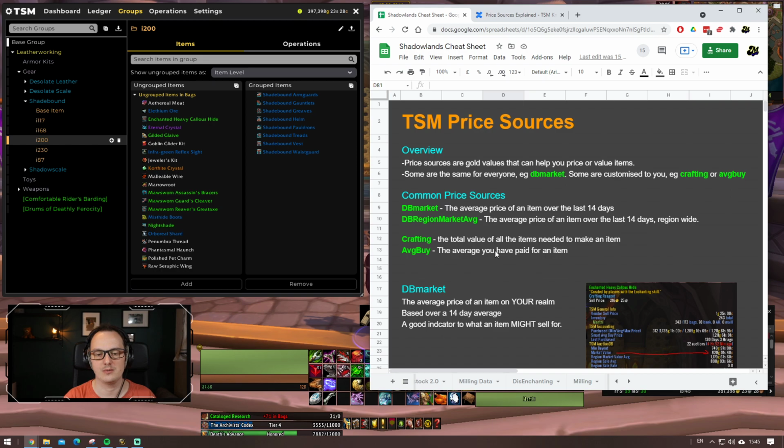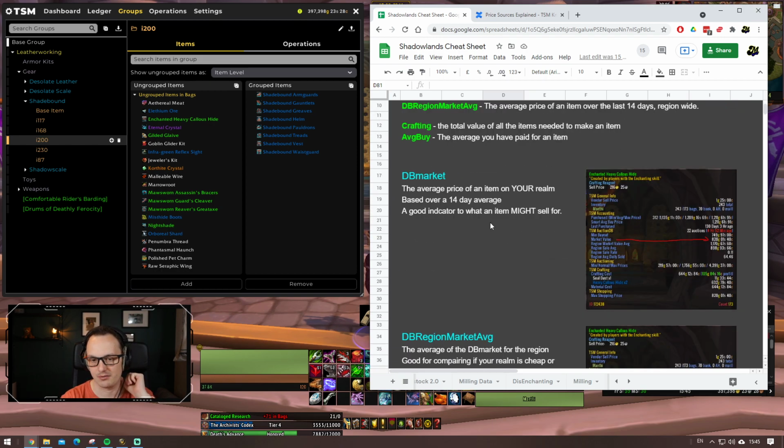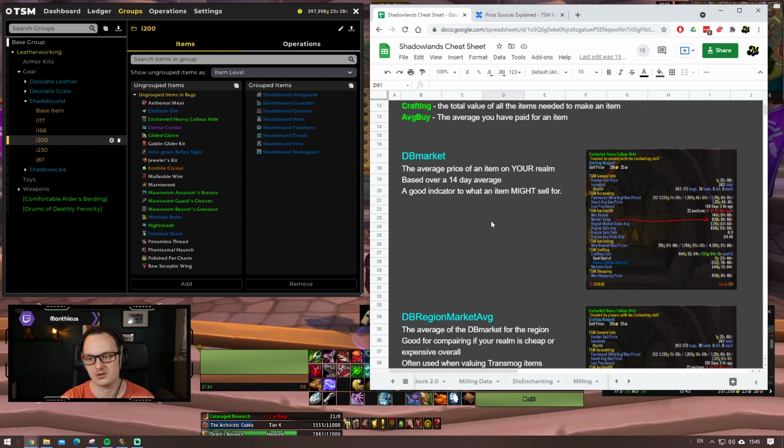Let's break down some of these common ones into a little bit more detail then. So DB market price. What is DB market price? What does it actually mean? You can see from the tooltips in game that you'll be displayed a market value for an item. This is the average price that item has been listed for on your auction house over the last 14 days. So this is on your specific realm. This means every server has their own different DB market price for a specific item.